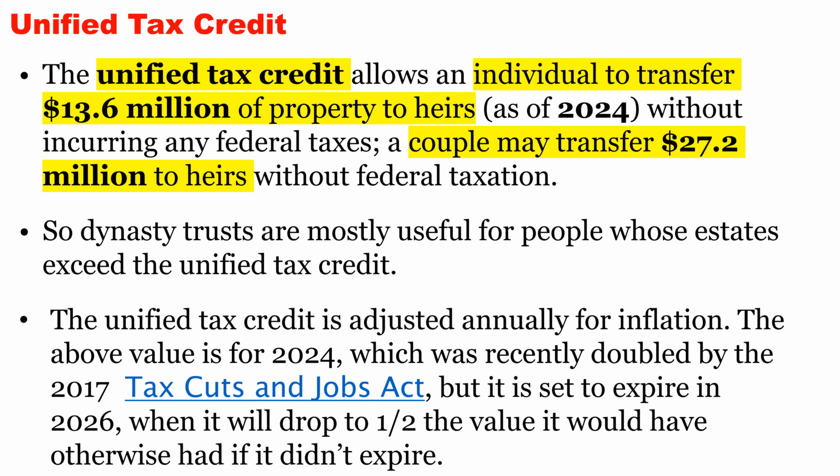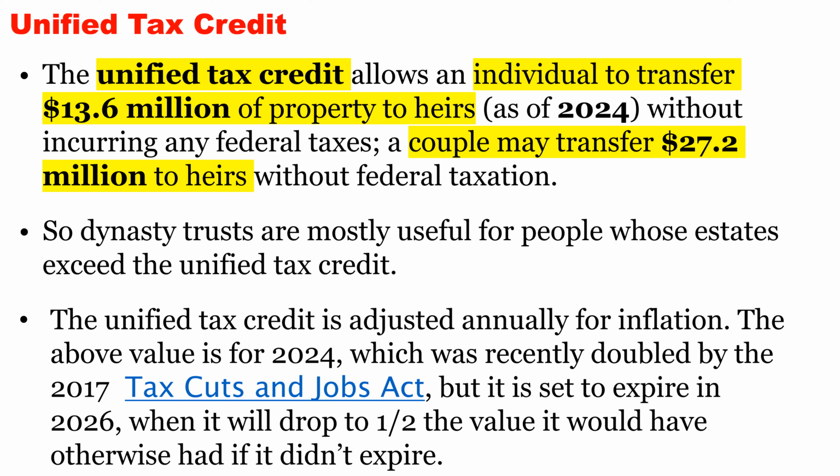However, most people do not pay gratuitous transfer taxes because of a very generous unified tax credit that can be used to offset these taxes. As of 2024, the unified tax credit allows individuals to transfer $13.6 million of property to heirs without incurring any federal taxes. A couple may transfer double that, or $27.2 million, without federal taxation. This value is indexed for inflation, but this recently doubled credit will drop to half its value in 2026.